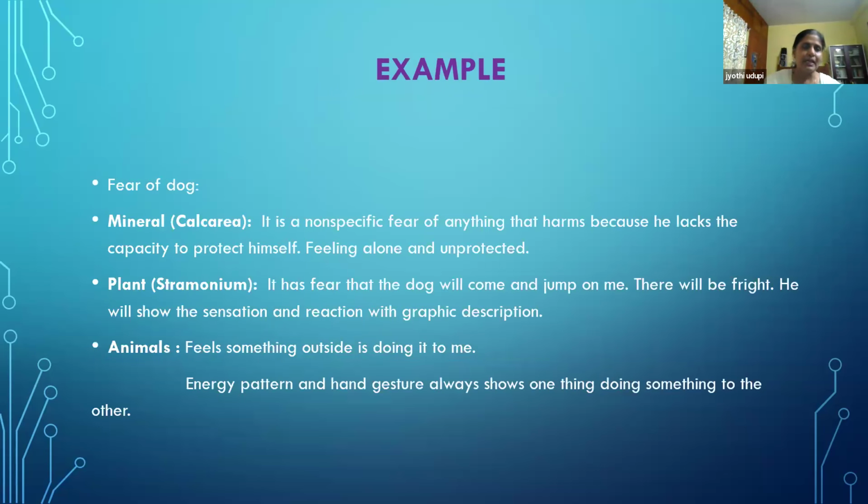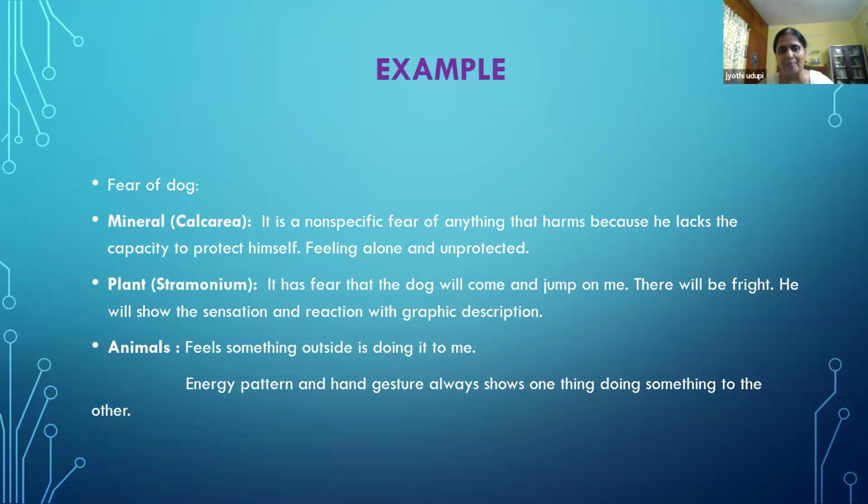For example, there is a fear of dog. In the mineral kingdom, for example, Carcinosin, it is a non-specific fear of anything that harms because he lacks the capacity to protect himself, feeling alone and unprotected. In plant, if you take Stramonium, it has fear that a dog will come and jump on me. There will be fright. He will show the sensation and reaction with graphic description. Whereas animals feel something outside is doing it to me.